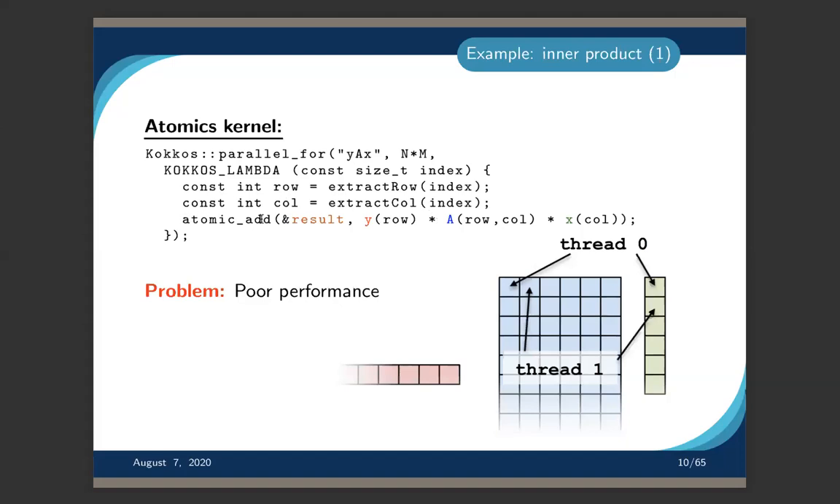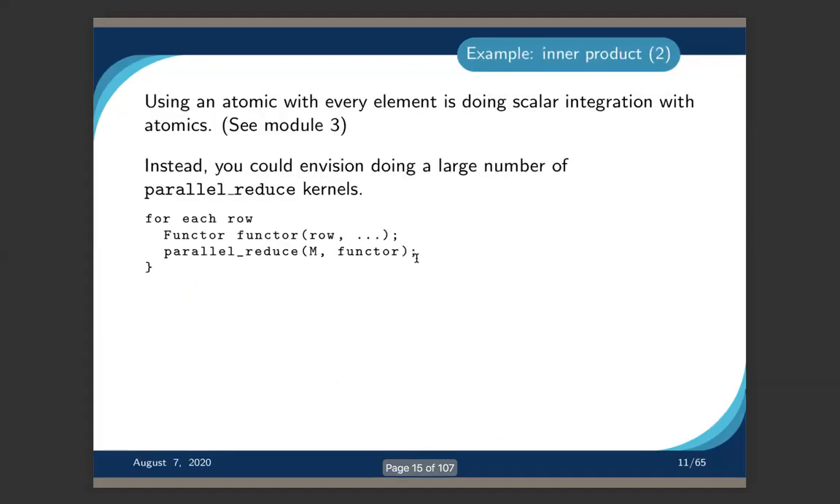The main reason is that you're doing an atomic here and everybody hits the same value, but you also access Y again and again and again, even though in the original code we wouldn't; we would only access it outside of the inner loop. But the main problem is really that using an atomic with every element is essentially doing scalar integration with atomics. That's what we discussed in the last module, last week. If you do that, you lose somewhere between 100 to 100,000x compared to doing, for example, a reduction.